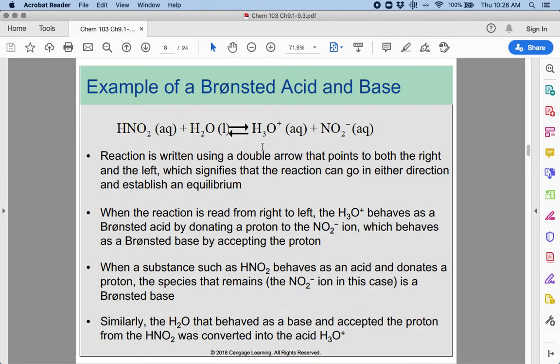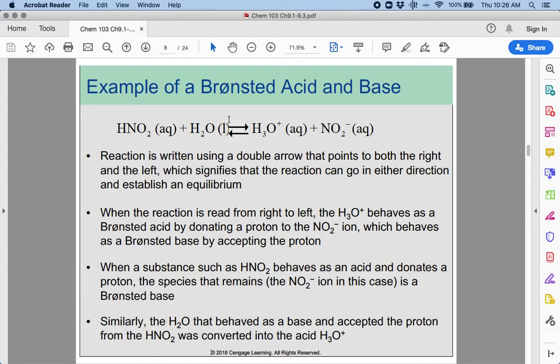So, sorry about that. Here's the double-headed arrow that I was talking about that you should see in the previous example. So again, when we're talking about Bronsted definitions of acids and bases, what we're talking about is the proton. Who's giving up the proton? Who's taking the proton? Who's giving up that H plus? Who's accepting that H plus?